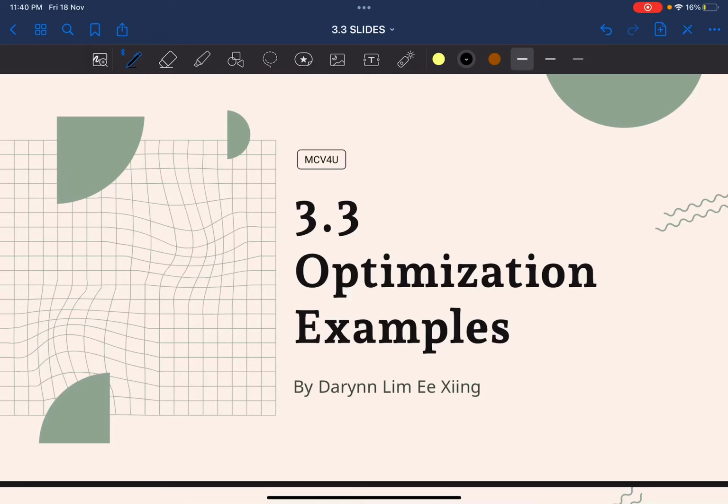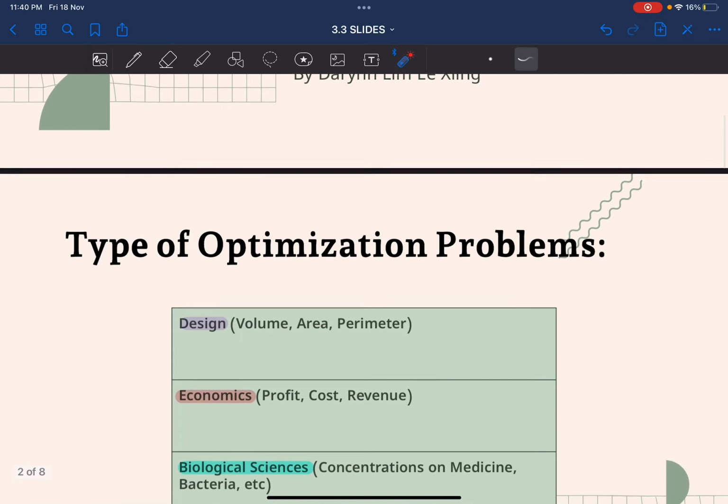Hello, my name is Miss Doreen, and I'll be going through lesson 3.3, which is optimization examples. This is the final topic for unit 3 that I will be teaching you.